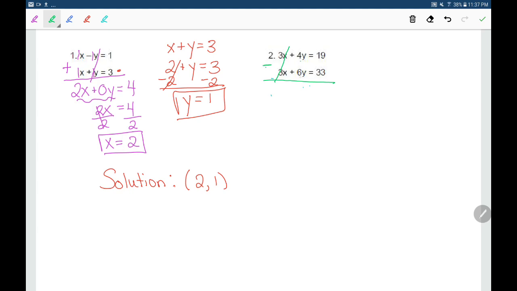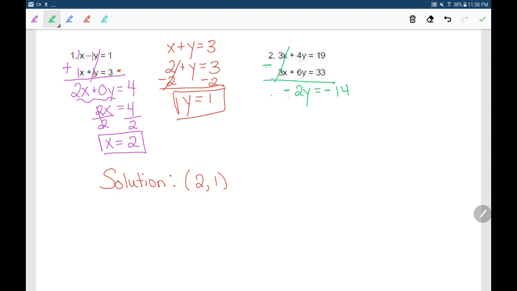4y minus 6y, 4 minus 6 leaves me with negative 2y equals 19 minus 33. So I have to be careful with these signs. And I'm just getting my calculator out here because it is late while I'm filming this. Okay, so 19 minus 33 leaves me with negative 14.